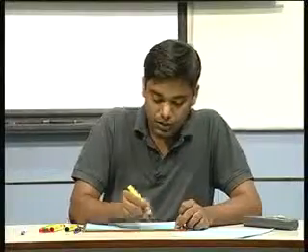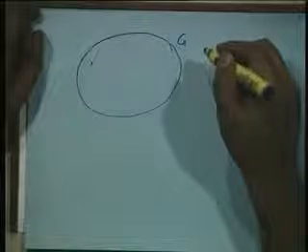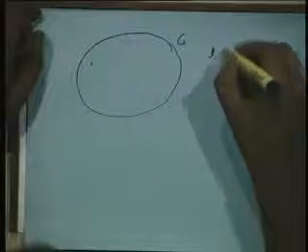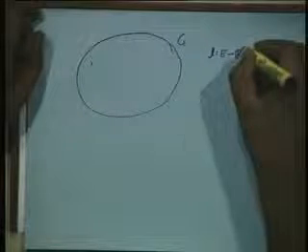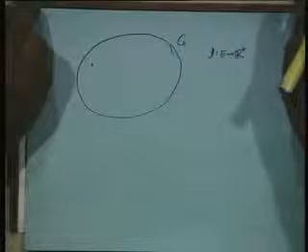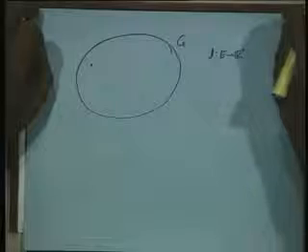We are given a source vertex and a graph, and a length function on the edges which are non-negative. You can have 0 edge lengths, but you cannot have a negative edge length, that is important and we will see why.